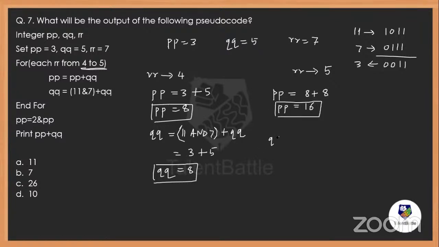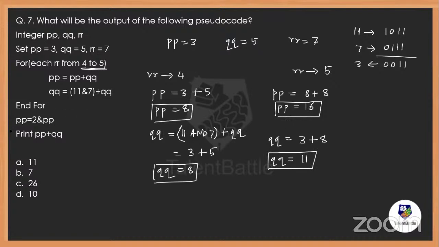Then the second expression, QQ is equals to 11 and 7. Now that will be the same, no change. So that is again 3 plus QQ, updated value 8. And that will become 11. So now my updated value for QQ is 11 and PP is 16.